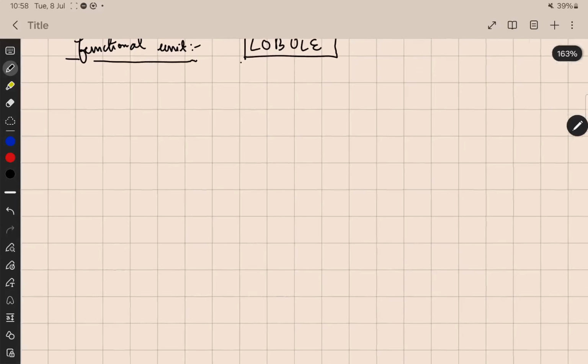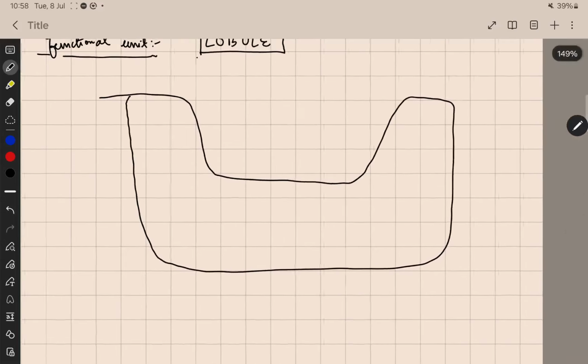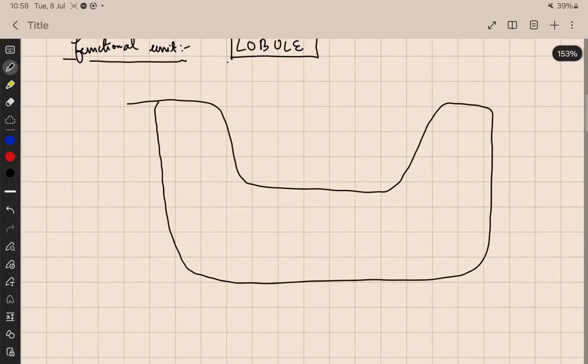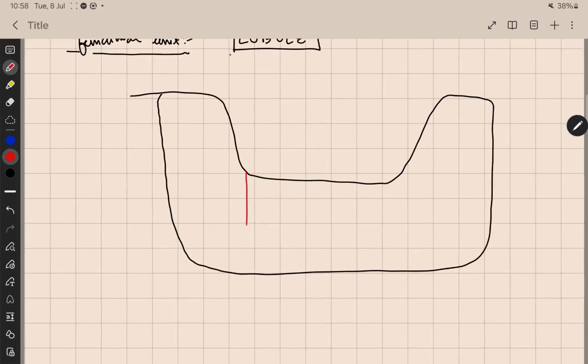Since it is a butterfly shaped organ, we can make it as a diagram. I am sorry for my horrendous diagram, but it is what it is. Anyways, this is a schematic diagram of the thyroid gland. Suppose this is the right side and left side. So this is the right lobe, this is called the left lobe, and this is called the isthmus of the thyroid gland.